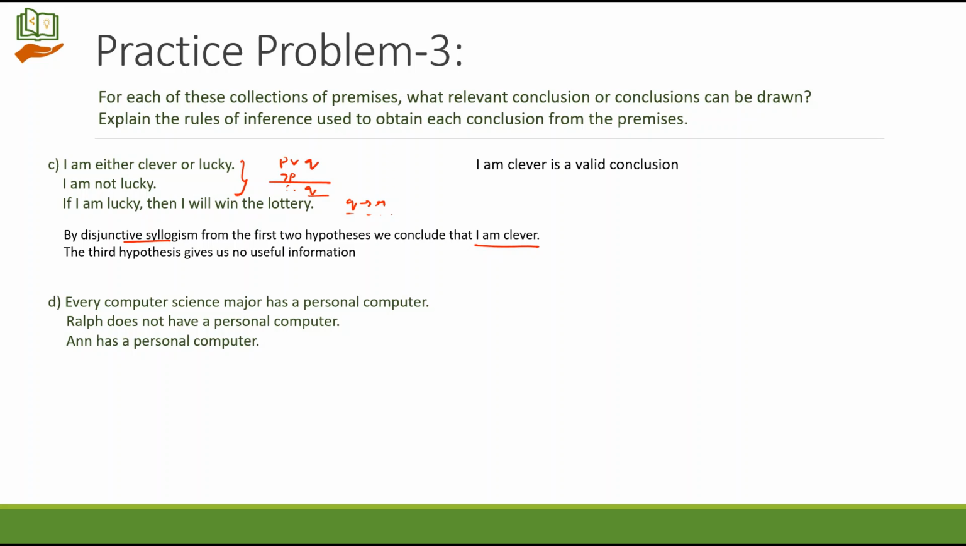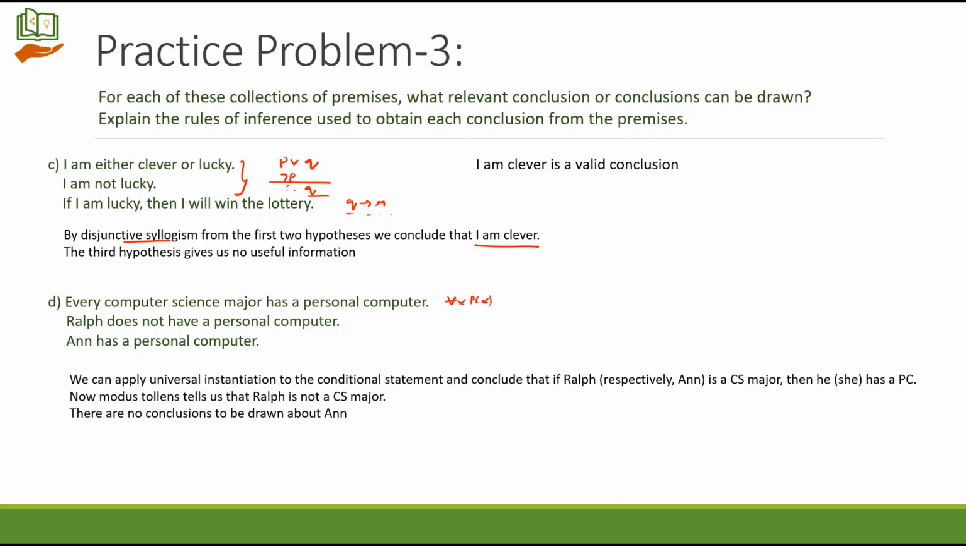Now, the last statement for this problem. Every computer science major has a personal computer. Ralph does not have a personal computer, and Ann has a personal computer. From this, without any rules of inference, what you can conclude is Ralph is not a computer science major. If he was a computer science major, he would have got a personal computer. We can apply universal instantiation to the conditional statement and conclude that if Ralph is a computer science major, then they will have a PC.